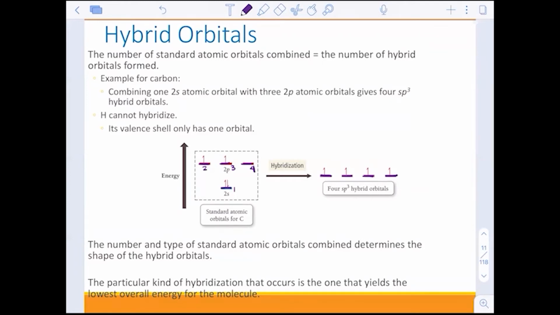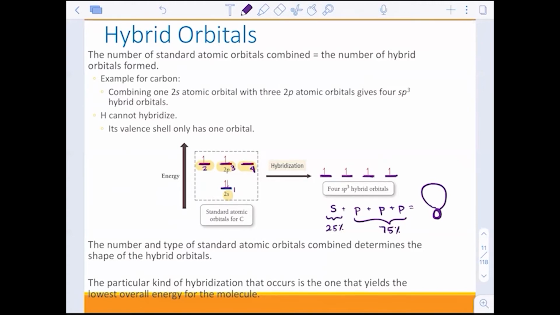The number and type of standard orbitals, again, determines the number and shape of the hybrid orbitals. So I took an s orbital, this one, and I took 1, 2, 3 p's. I'm going to have an orbital that's some combination of s, p, p, p. Now, that is about 25% s and 75% p. So my shape tends to look like a P with just one bloated lobe. And that's because that's what made it.